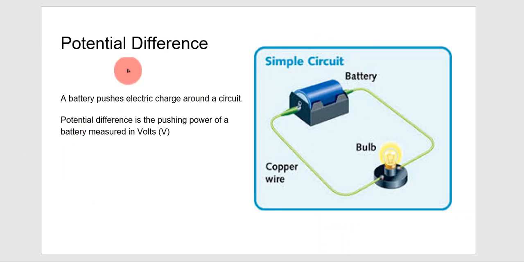The next one then is potential difference. So again, potential difference or voltage. This is like how strong the battery is and how much force it can use to push the electrons around the piece of copper. A battery pushes electric charge around the circuit, so that's what a battery does. The potential difference is the pushing power of the battery measured in voltage. So the bigger the voltage of the battery, the more force the electrons are pushed around through the conducting material, which is normally copper. So the bigger the voltage, the stronger this bulb will glow, the brighter it'll glow.